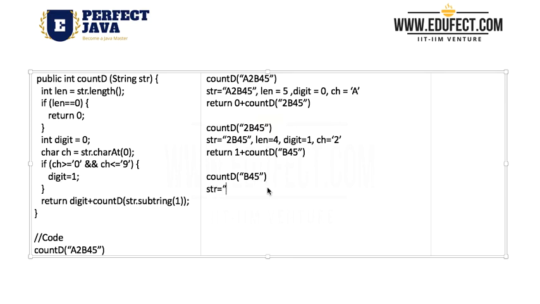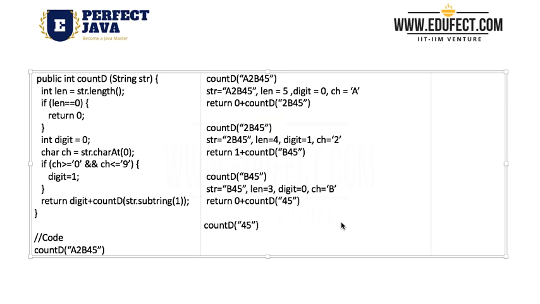Now what is the value of str in this? It will be b45, len will be 3, digit is initially 0, and ch will be the first character, so it will be b. Will the if condition be true, because ch is b? No, it will not be true, so it will be false. So it will not go in the if block, and it will come to return. Now in return, what will it do? Return digit. What is the value of digit? 0. 0 plus countD of str.substring(1). So it will be 45, which means we need to call countD again with the parameter 45.